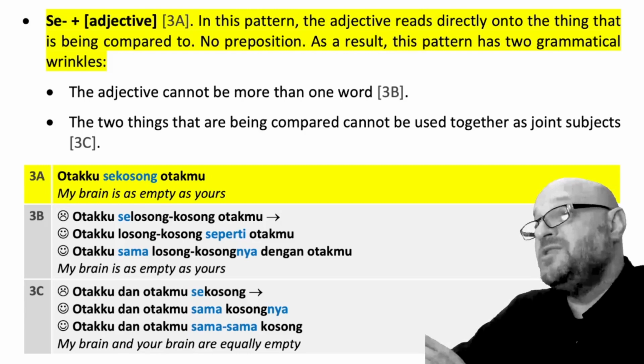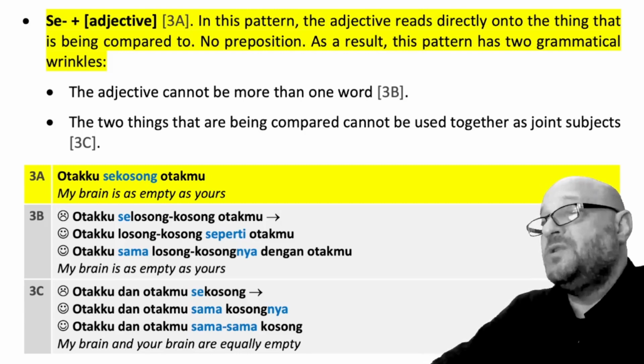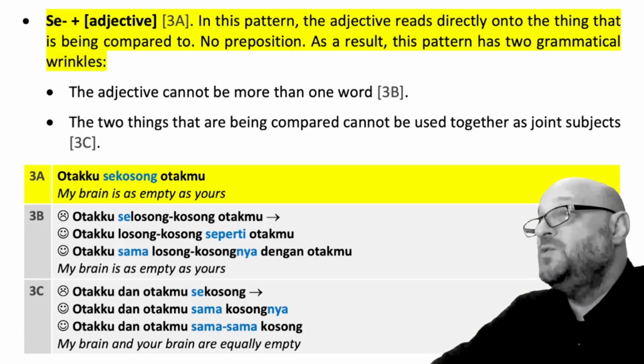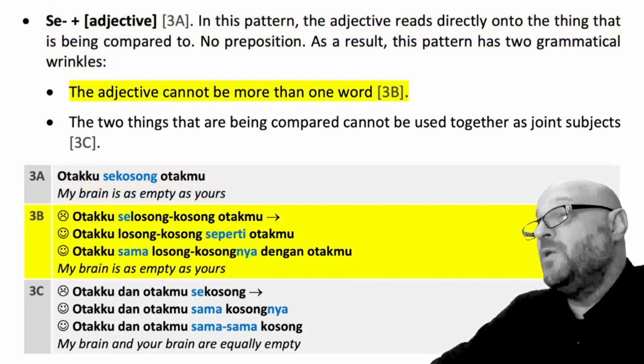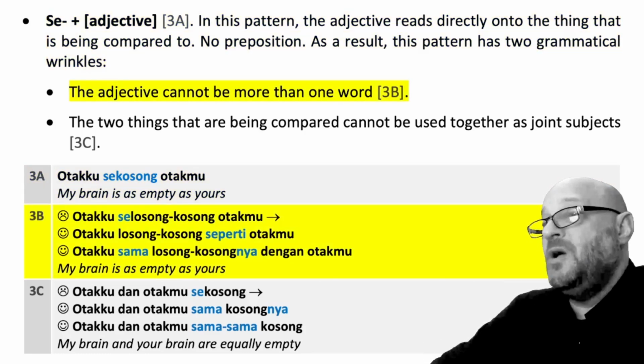Se plus adjective. Example 3a, otaku sekosong otakmu. My brain is as empty as yours. In this pattern, the adjective reads directly onto the thing that's being compared to, no preposition. As a result, this pattern has 2 grammatical wrinkles. The adjective cannot be more than 1 word. Example 3b, otaku kosong kosong otakmu is awkward.